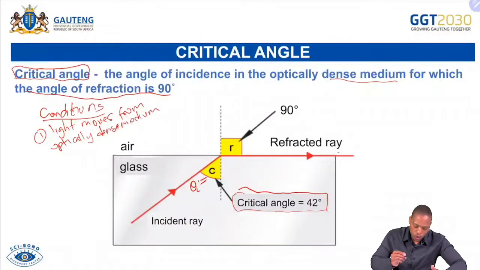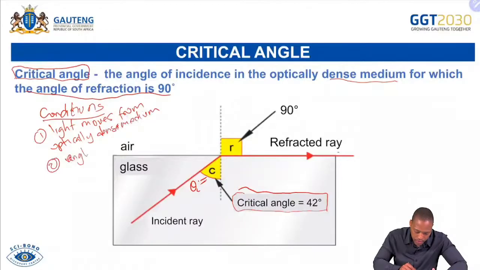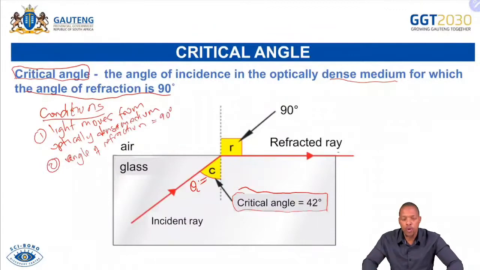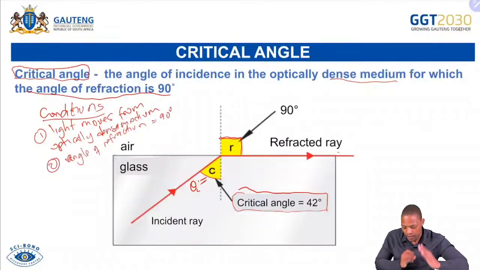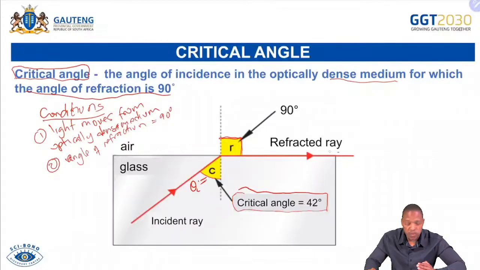Okay, and then condition number 2 is that the refracted ray, or the angle of refraction, must be equal to 90 degrees. Well, this is just going to happen on its own. If you are at the critical angle, the angle of refraction will just be 90 degrees. It will happen on its own. But the most important condition is that now we have reached an angle where we are at critical. It is now refracted such that it creates an angle of 90 degrees with the normal.